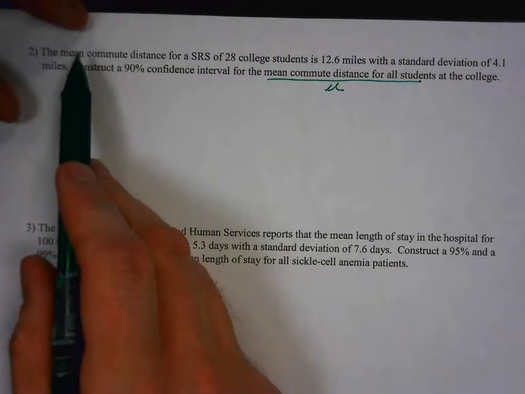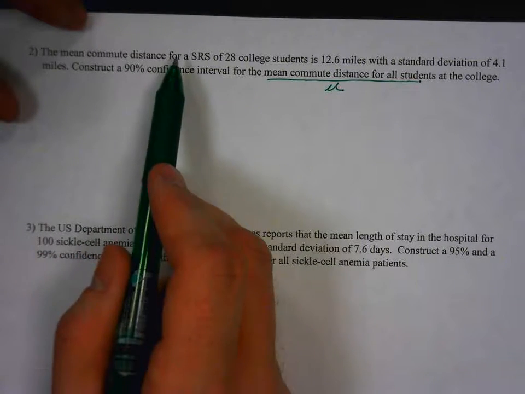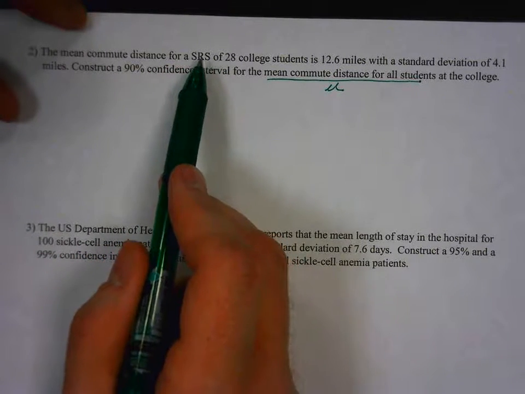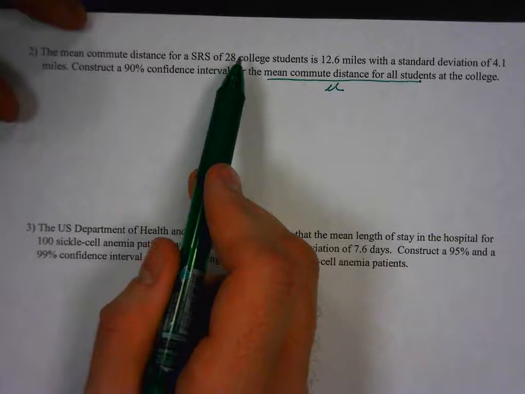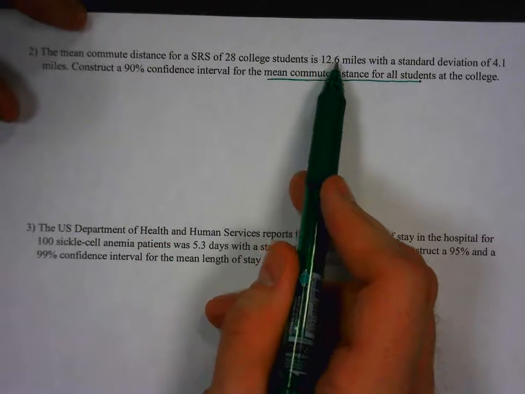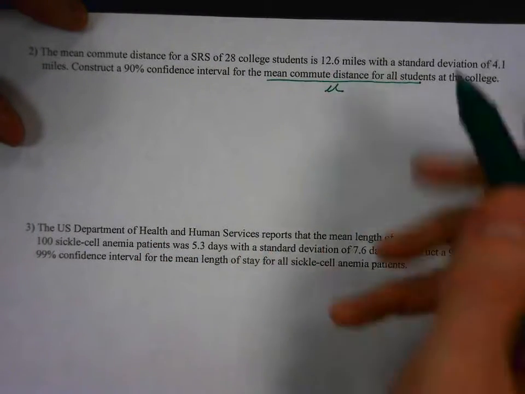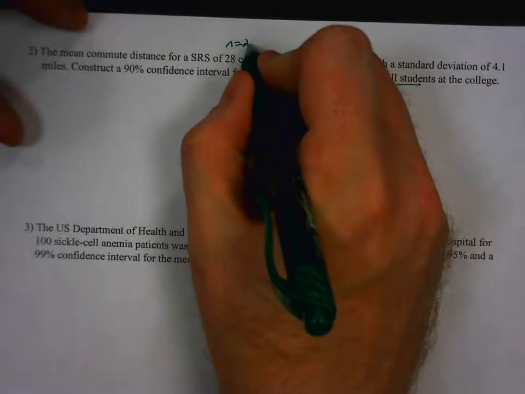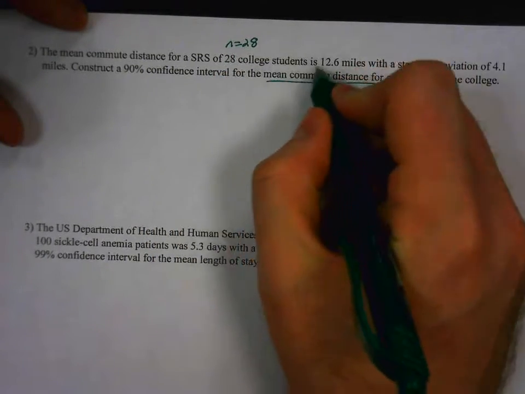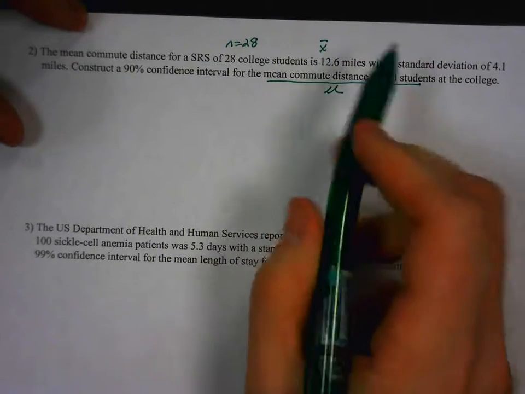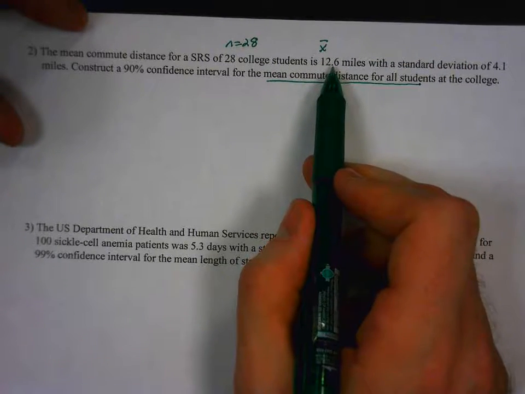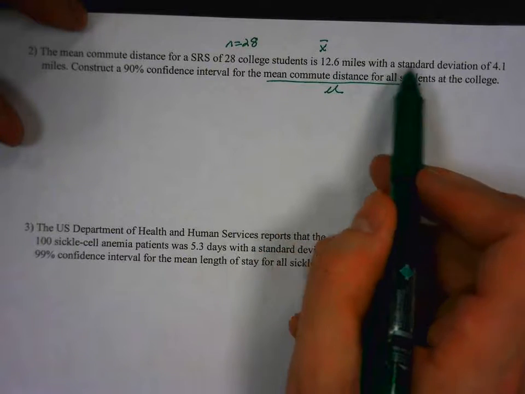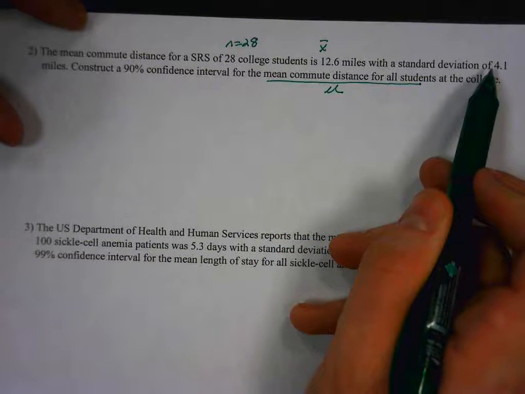So when we read this, it says the mean commute distance for a simple random sample. So they're telling you they took a sample of 28 college students and got a mean of 12.6 miles. What that's telling you is n, your sample size, is 28, with a mean of 12.6 miles. That's telling you that x bar is 12.6 miles, and a standard deviation of 4.1 miles.